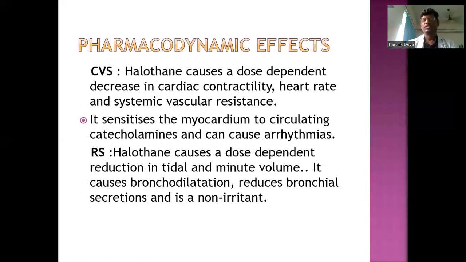In the cardiovascular system, the most important effect of halogenated agents is the arrhythmogenic property, with a dose-dependent increase in cardiac contractility, heart rate, and systemic vascular resistance. It sensitizes the myocardium to circulating catecholamines, which leads to the arrhythmogenic property. Halogen causes a dose-dependent reduction in tidal volume and minute volume. Also, it reduces the bronchial secretion. The main property in the respiratory system is bronchodilation.